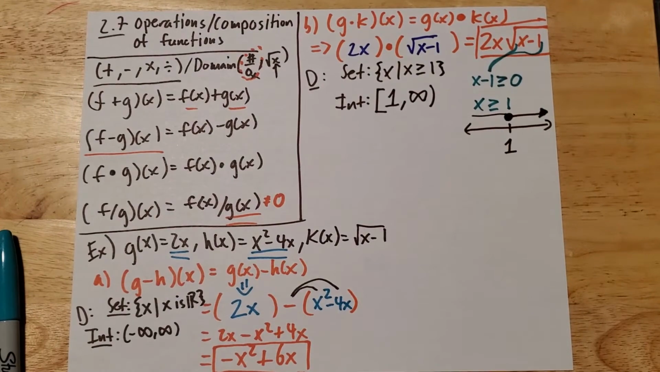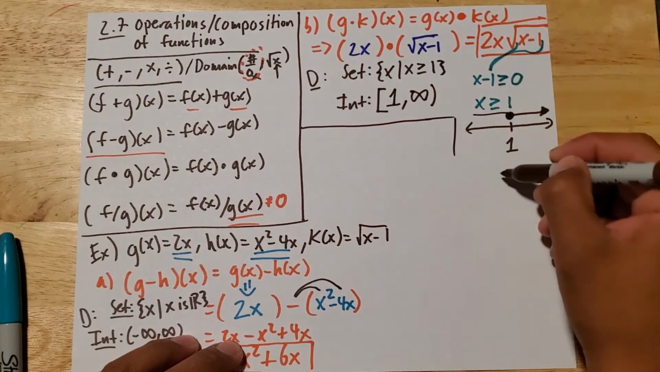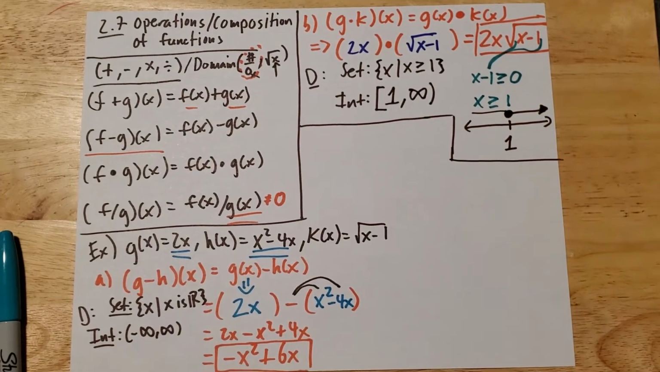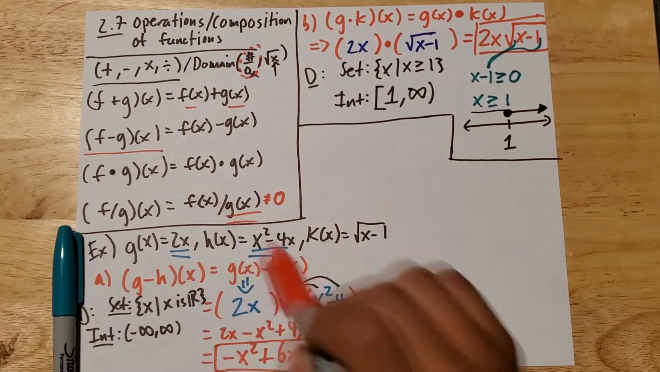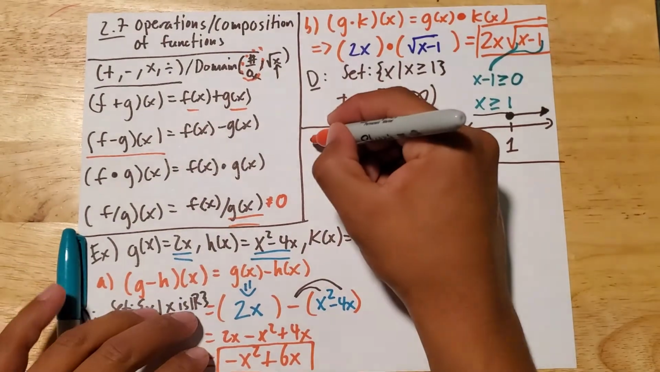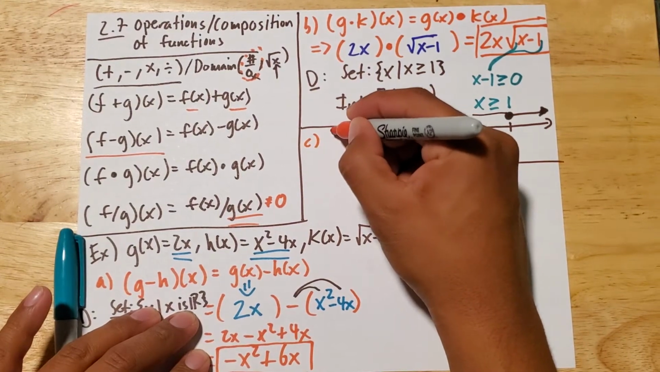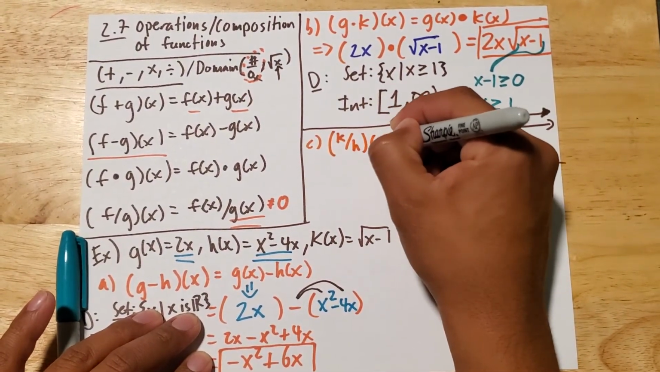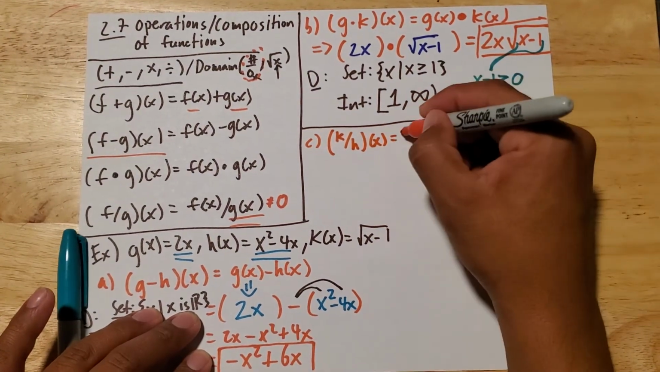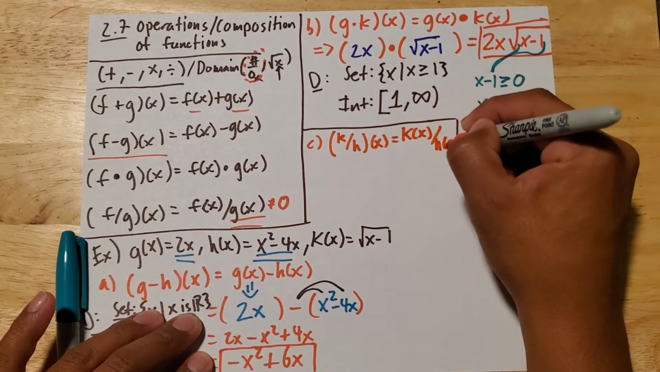So, this one involves a little bit more thought, but still not too bad when it comes to trying to combine them. Now, here's where it can get a little more difficult. And that's when I take k of x and I divide it by h. So that's going to look like k of x divided by h of x.